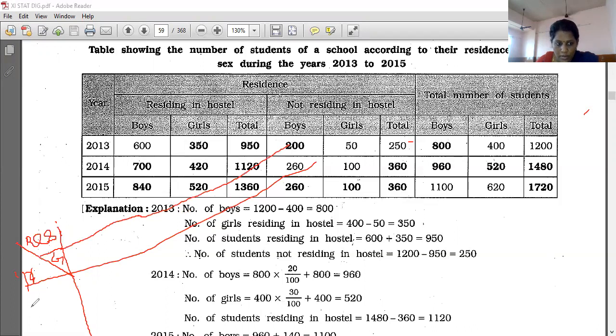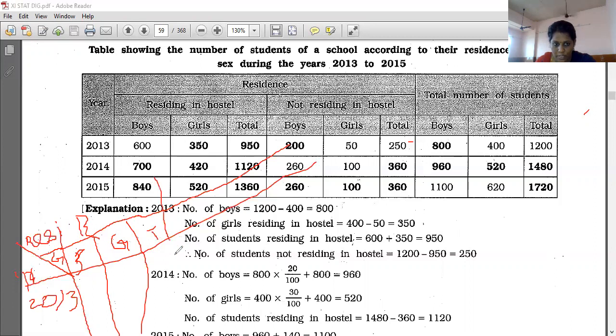So here you can write year 2013 to 15, right, 13, 14 and 15 one by one you can write. In residence, here write residence. Here you can write residence in hostel, and here you can write boys and girls. You can write the gender, boys, girls, and total.